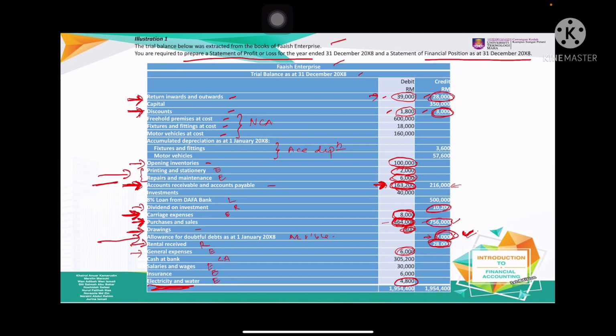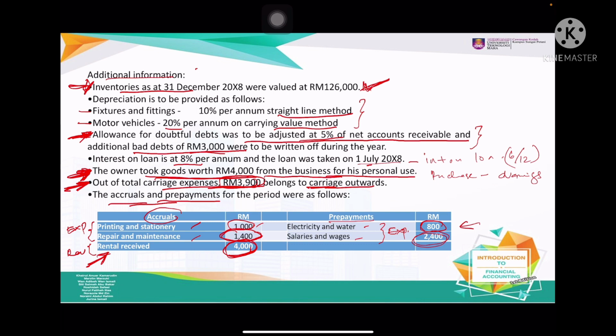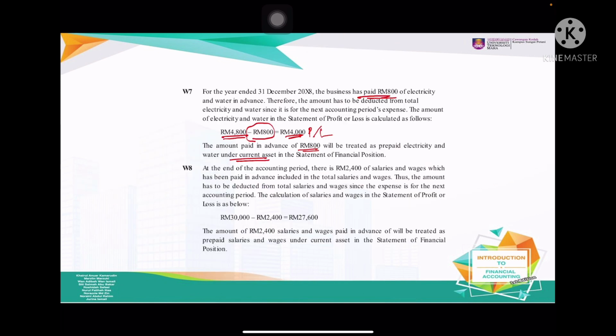asset. So this is our salaries and wages 30,000. Okay, overpaid of salaries and wages 2,400. So this is 2,400 which we paid in advance. So it means that you paid for the future years. So what we have to do, we have to exclude from our profit or loss. So 30,000 is on our trial balance. We minus 2,400. So only profit or loss 27,600. The 2,400 will be in our current asset.